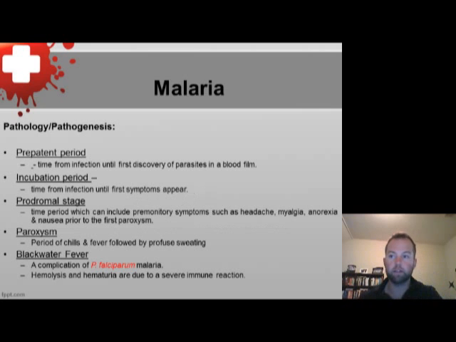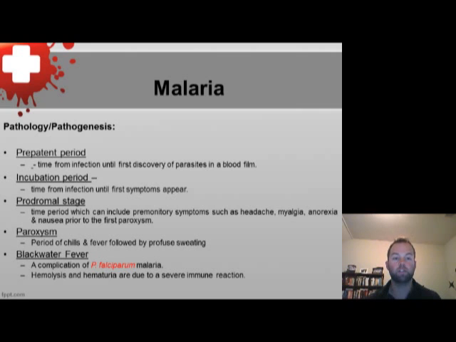The stages of malaria include the pre-patent period, which is the stage from infection until first discovery on the blood film. The incubation period is the time from infection until the first symptoms appear. These symptoms would include the prodromal stage, which are the more benign symptoms of malaria, such as headache, malaise, anorexia, and nausea.